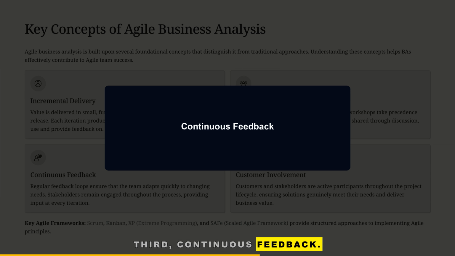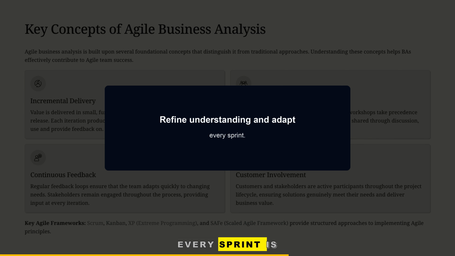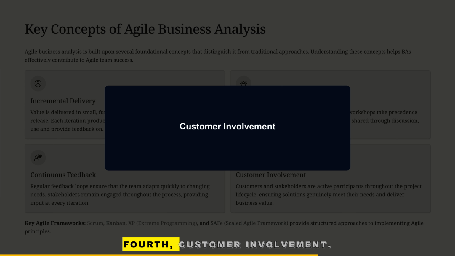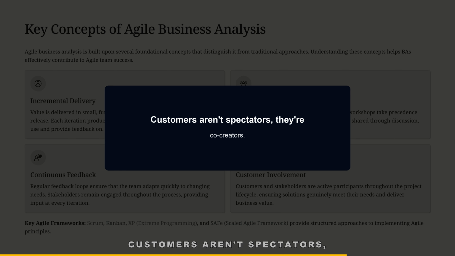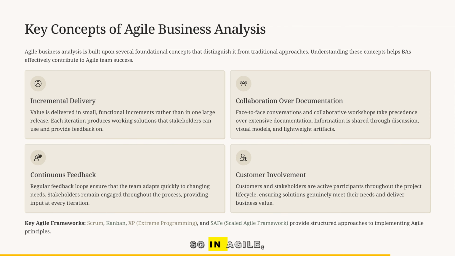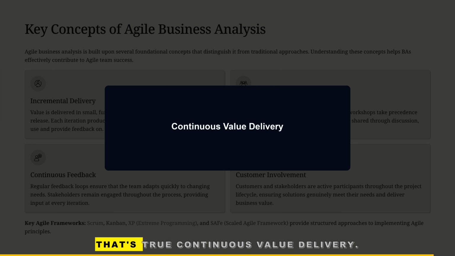Third, continuous feedback. We don't wait until the end to check progress. Every sprint is an opportunity to refine understanding and adapt. Fourth, customer involvement. Customers aren't spectators, they're co-creators. Their feedback shapes every sprint and every design decision. So, in Agile, we move from deliver and forget to deliver, learn, and improve. That's true continuous value delivery.